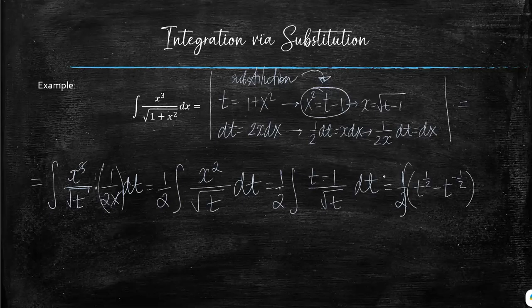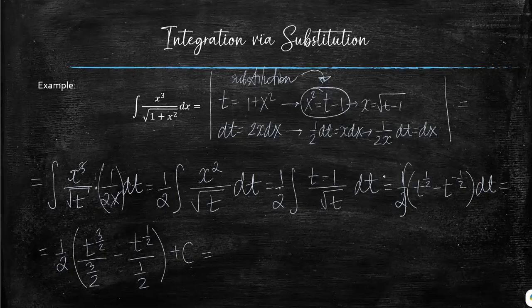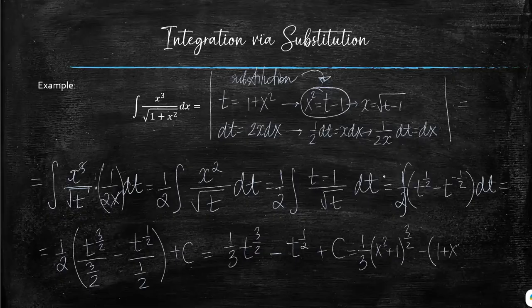So we still have an integral. We haven't found the integral yet, and now we're about to find it. So we're going to have 1/2 t to the power 3/2 over 3/2 minus t to the power 1/2 over 1/2 plus c, and this is the final answer after simplifying everything out. We now need to replace t with what t stands for in terms of x, and now we are done. There you go. Your final answer must be in terms of c.